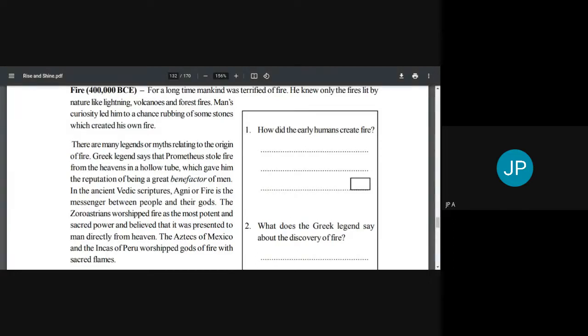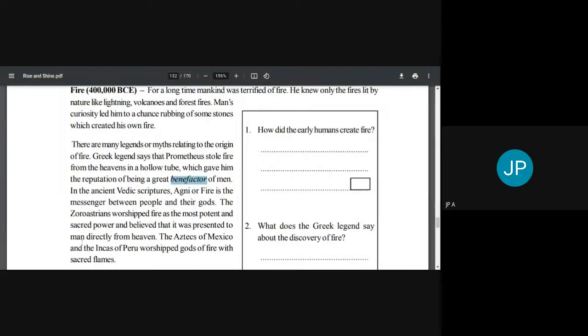In the Greek story, this character called Prometheus stole fire from the heavens and brought it in a hollow tube to the earth. And fire is also considered sacred, meaning special, something holy, in almost all religions. And this person is considered a benefactor. Benefactor means a person who is helpful to someone. So Prometheus is considered a benefactor of human beings.